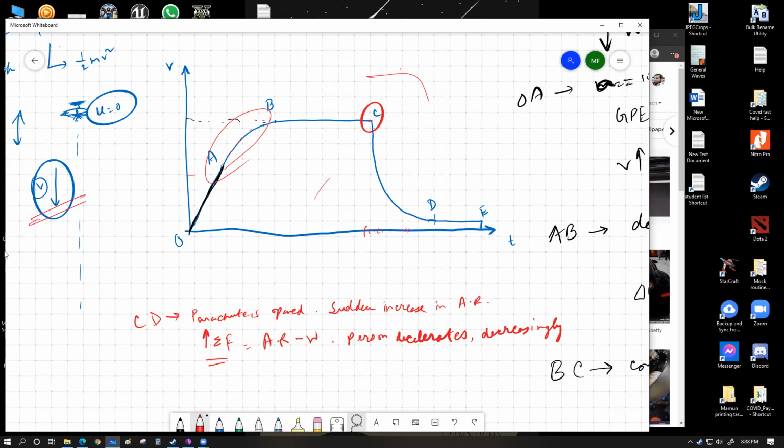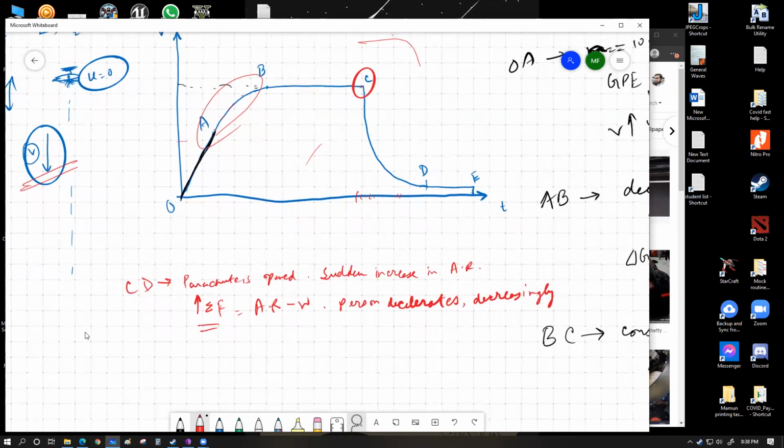Okay. So this is what is happening. Person decelerates decreasingly. So when the person is decelerating decreasingly, essentially what will happen after a while? Eventually they reach the second terminal velocity at the point which I'm going to write in D section.